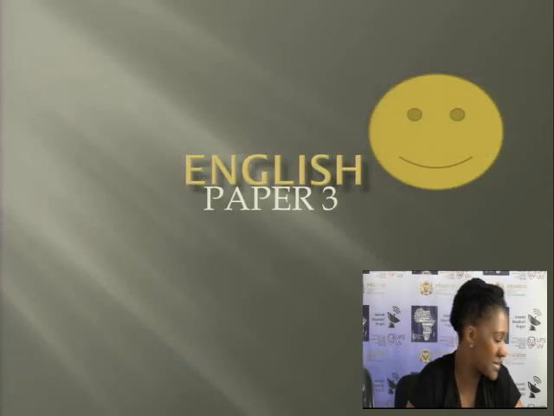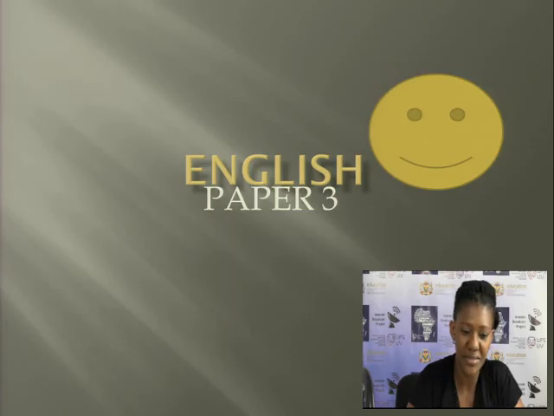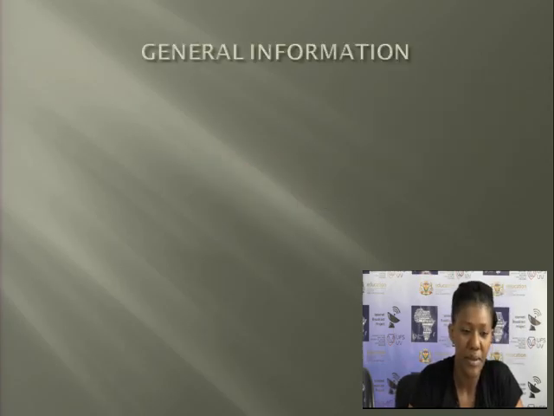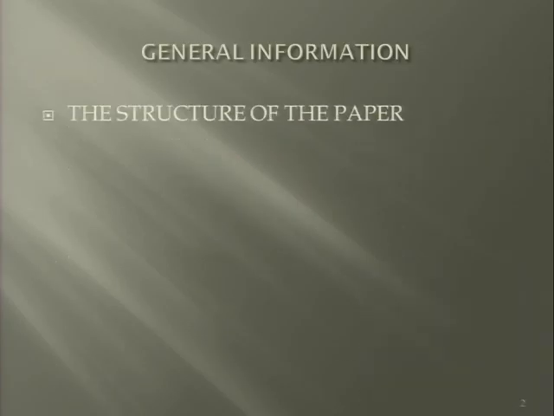I have a short PowerPoint presentation for you, and it's basically general instructions and guidelines to help you with how to prepare for paper 3. Now, the first slide is basically your general information. You all know that the structure of the paper consists of 3 sections: section A, your essays, section B, your longer transsectional form, and section C, your shorter transsectional.